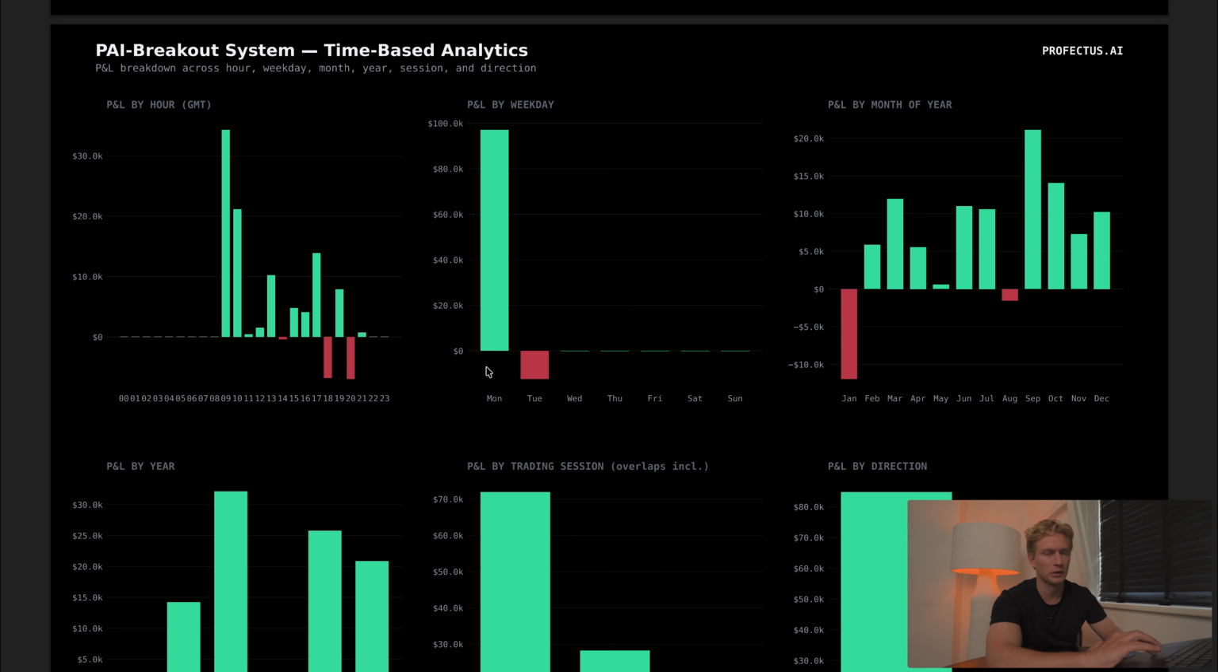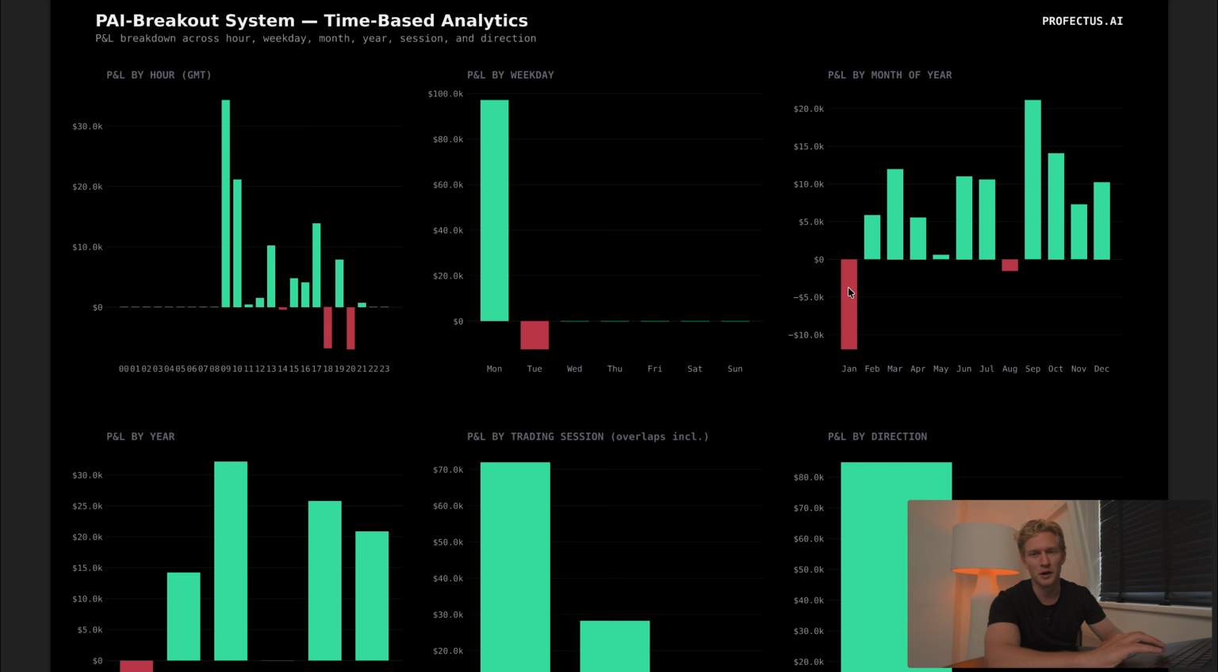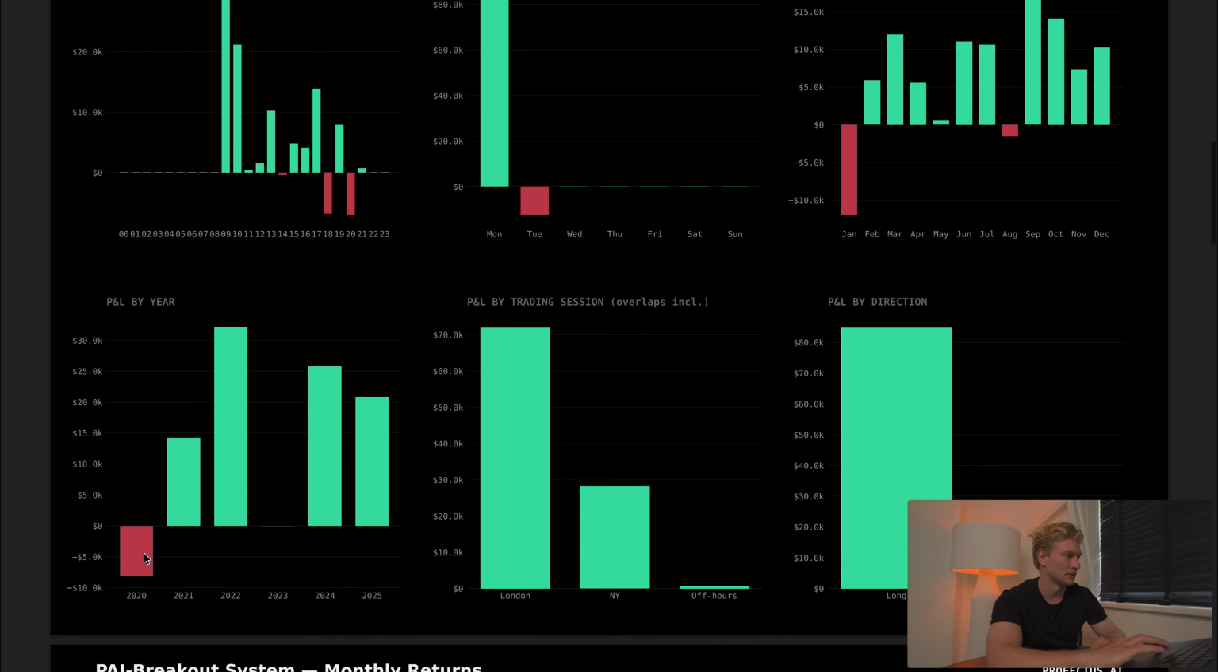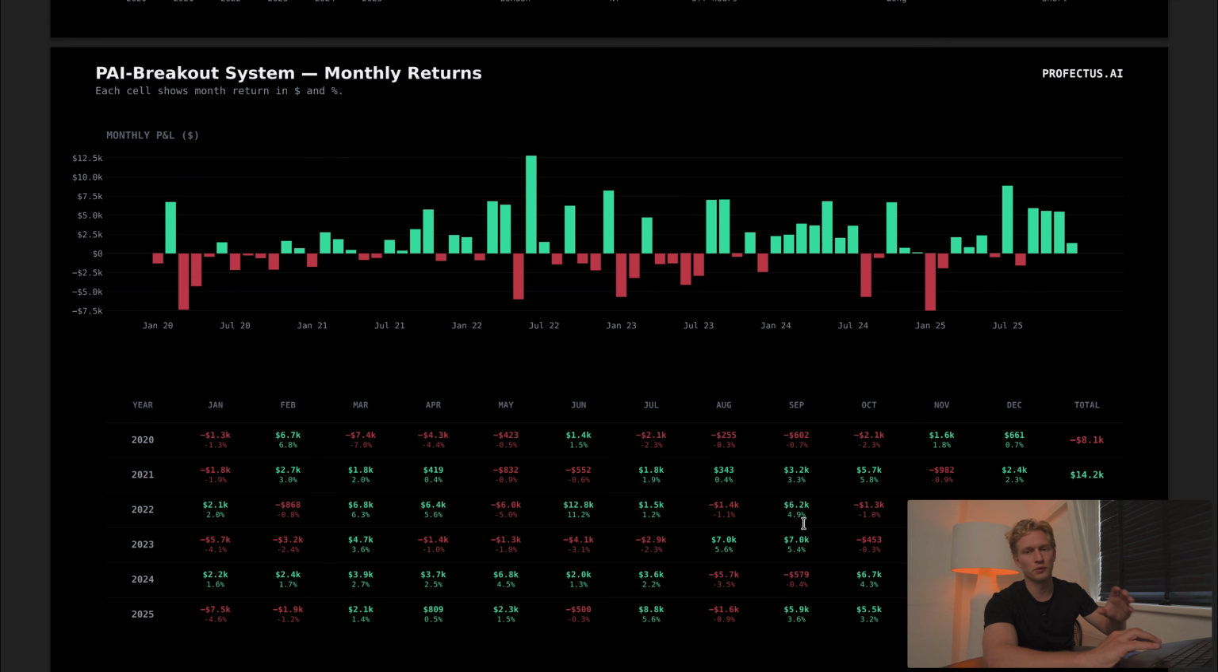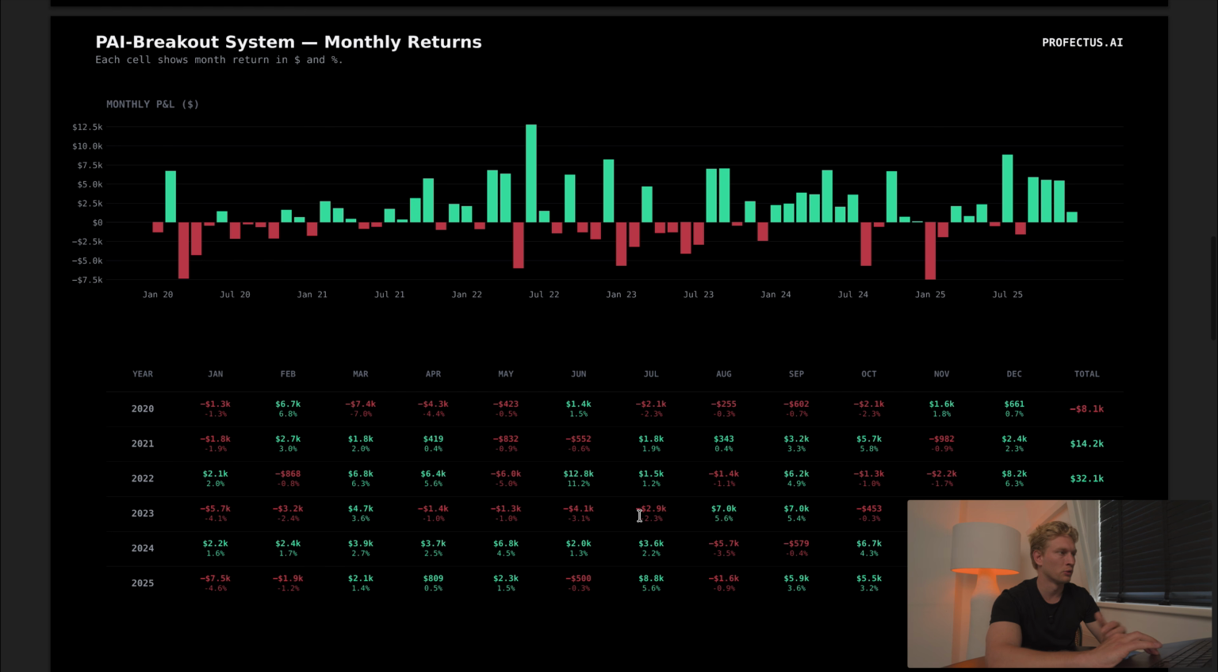You can easily see only Monday is profitable. And you have here P&L by month of year. January is not the greatest. And you can also see yearly stats, sessions. Of course, all is from longs. Then you have a little bit more of the monthly return table in a little bit more detail.